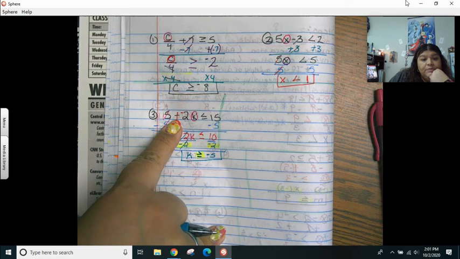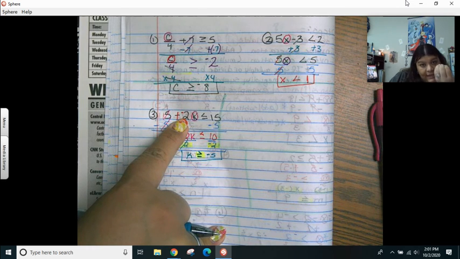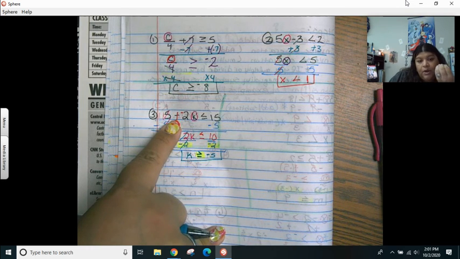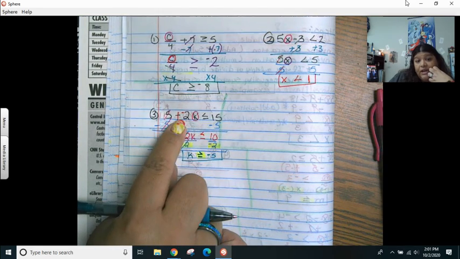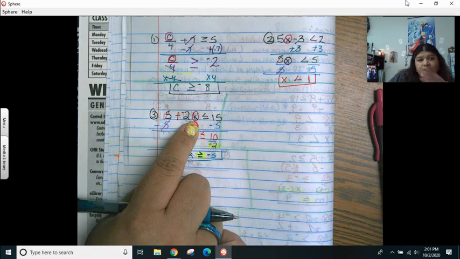Again, if you have a subtraction before the number and the variable together, go ahead and change it to an addition problem, plus negative. You can do it to all of them, plus negative, and you'll get the exact same answer. So if you ever see a subtraction problem, you can change it to addition and then follow the steps if that makes it easier.